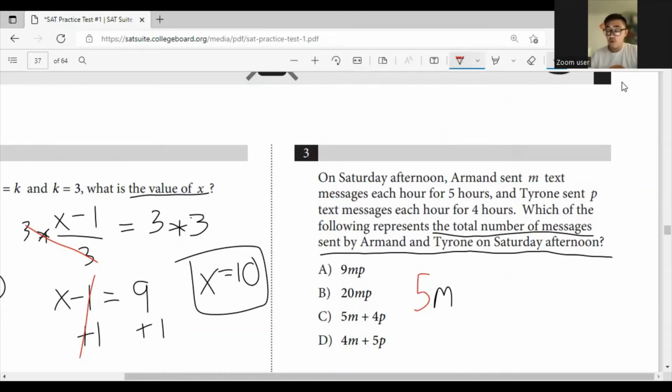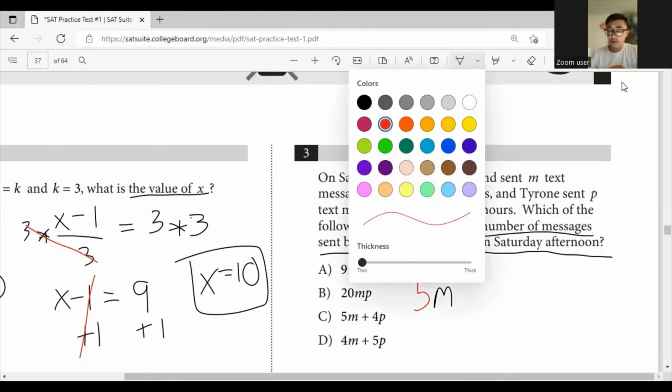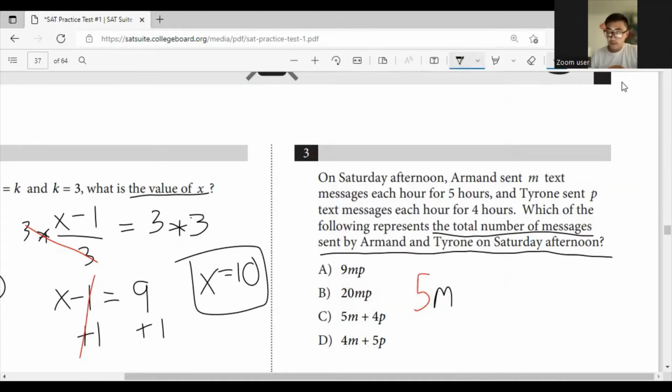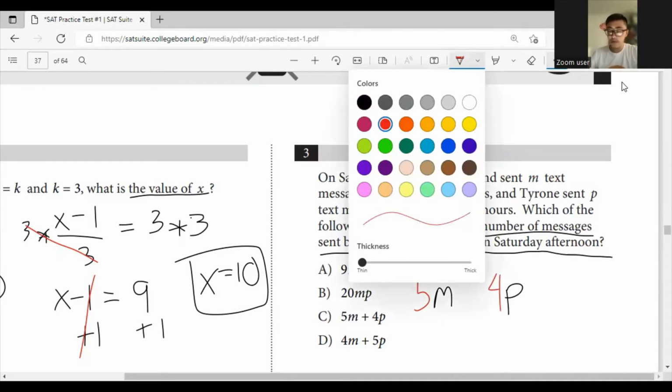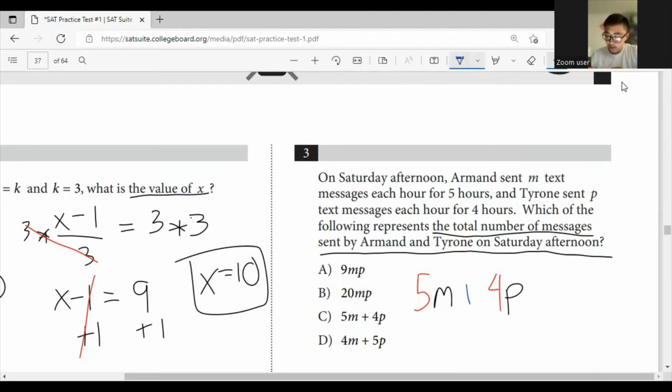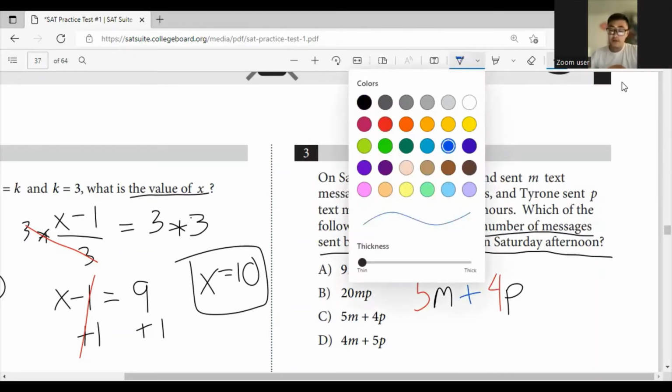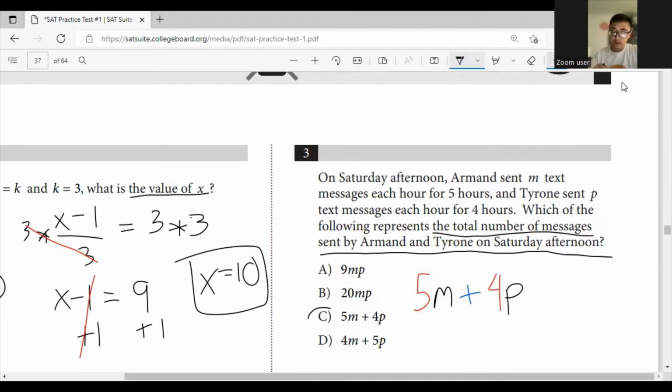And we want to find the total number of text messages. So it would be close to the same idea here for Tyrone, who sent P text messages for 4 hours. So this would be P. And in the 4 hours, he sent P number of text messages each hour. So he did that 4 times. So it has to be 4 right here. You want to find the total number of messages? Well, what you have to do is just add these together. So when you come to this conclusion, your answer should be C.